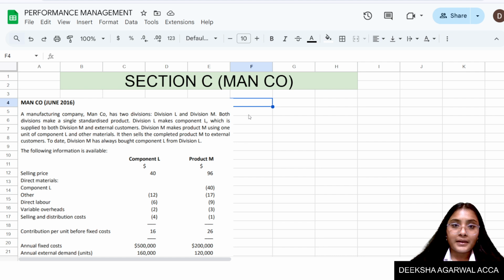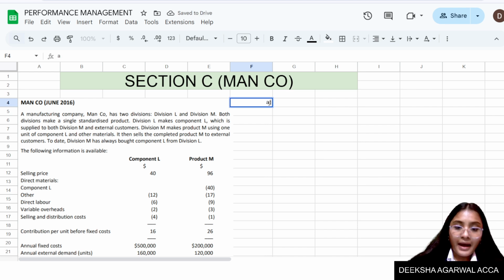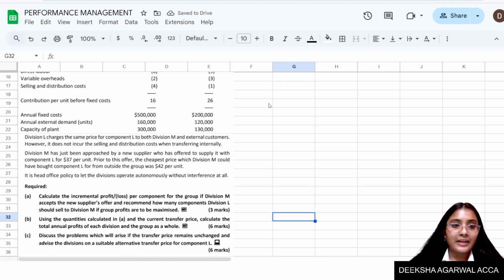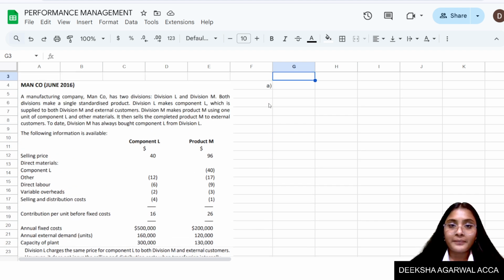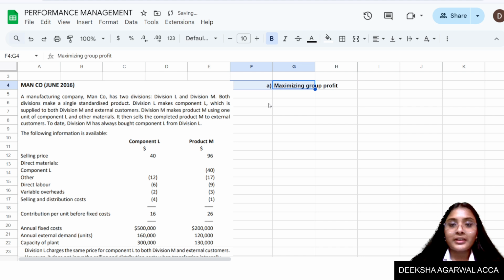First of all, I'm going to do the formatting a little bit. Part A, first of all, I am supposed to do, in which they have clearly asked me to calculate the incremental profit or loss, to maximize the group profit. That is what they're asking me.